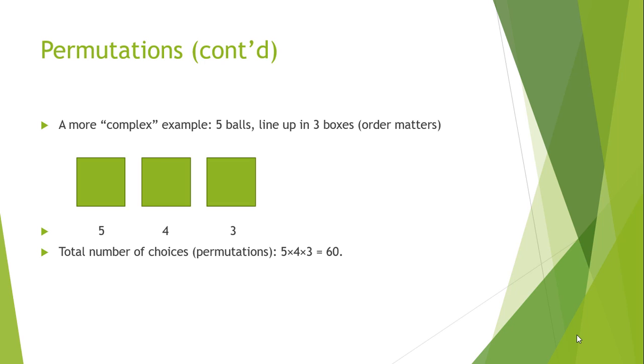When we come to the second box, since one of the outcomes is already chosen, we have 4 balls left. So we can have 4 possible outcomes in the second box. And in the third box, since the first and second box are already chosen, we have 3 outcomes possible. So we have 5 times 4 times 3, which is 60 possible outcomes. Then we say the permutations in this case is 60.